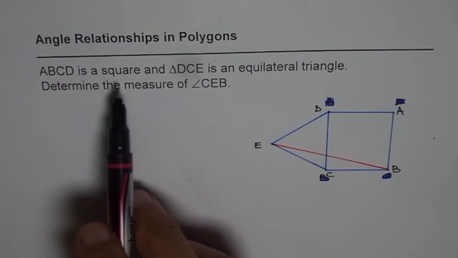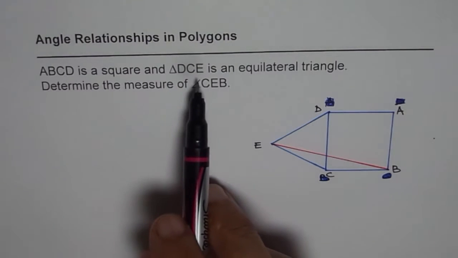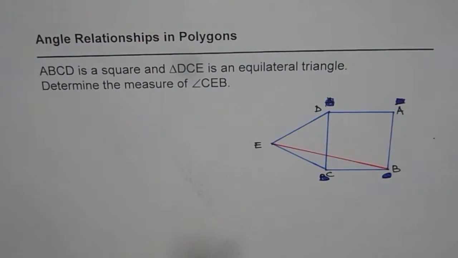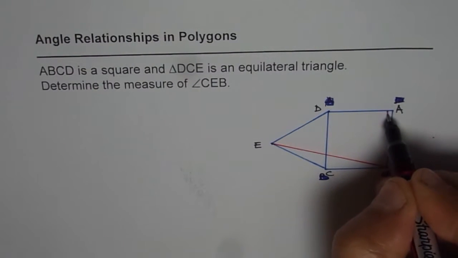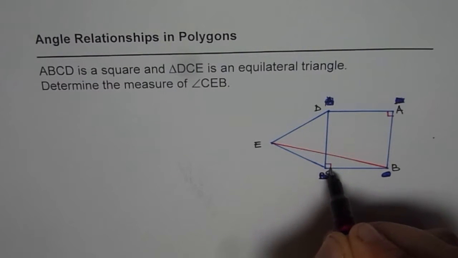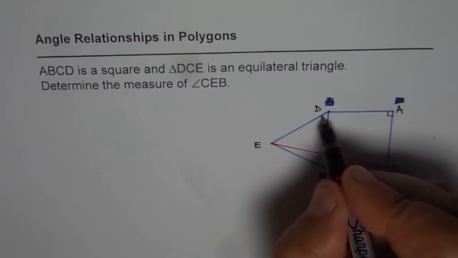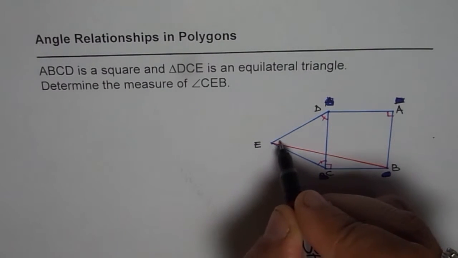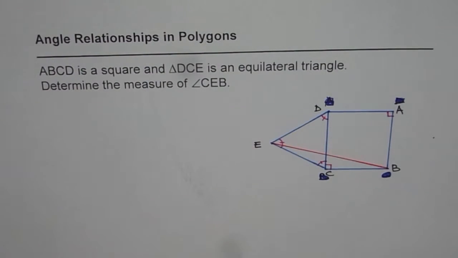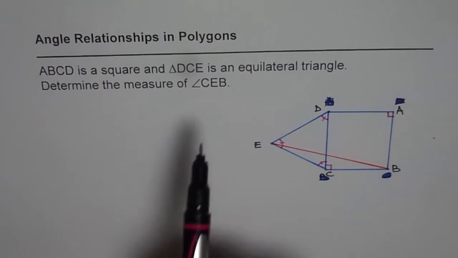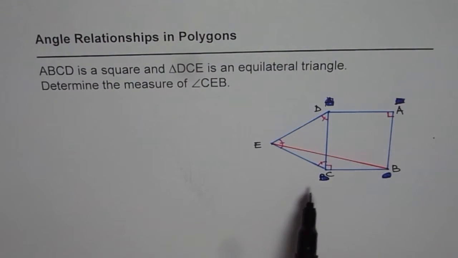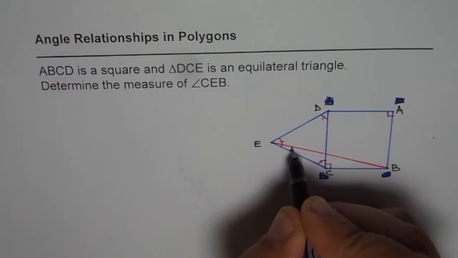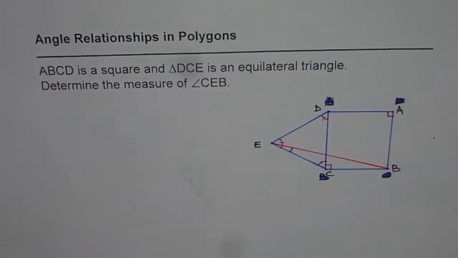ABCD is a square and triangle DCE is an equilateral triangle. So we have a square here, ABCD, right? These are right angles. And then we have an equilateral triangle where all the angles and sides are equal. Determine the measure of angle CEB. So we need to find the measurement of this particular angle.